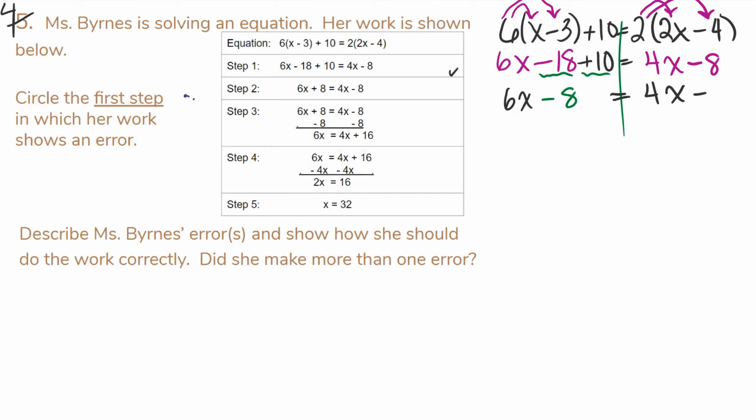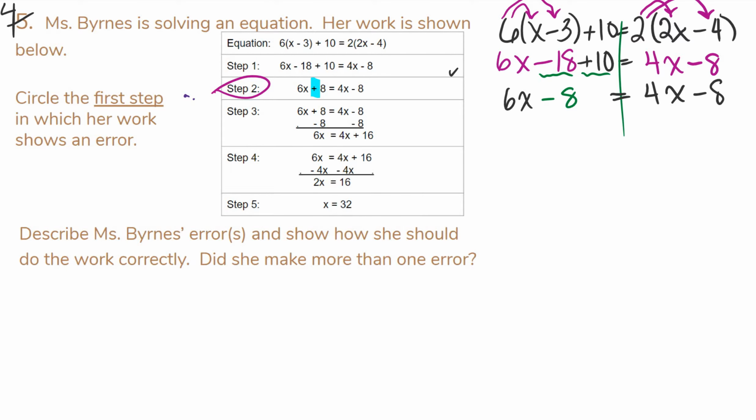is equal to 4x minus 8. So I'm looking at her first step. She has 6x plus 8 is equal to 4x minus 8. So she made a mistake right here on step 2. That was the first mistake.